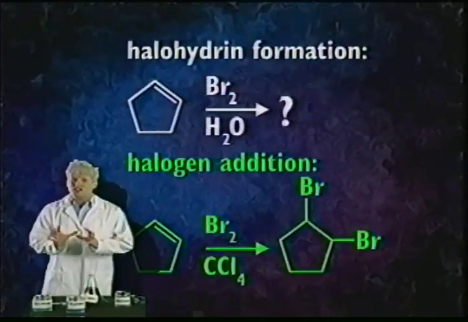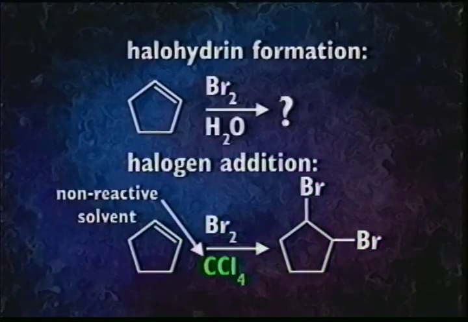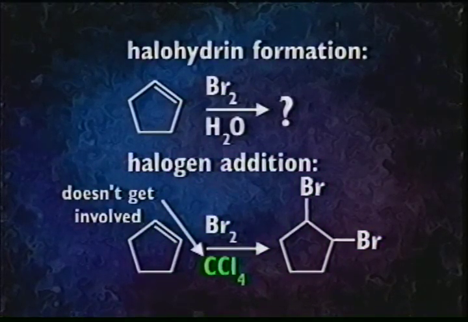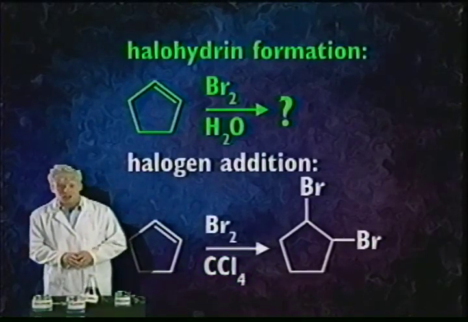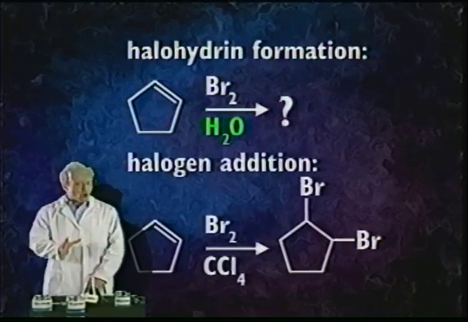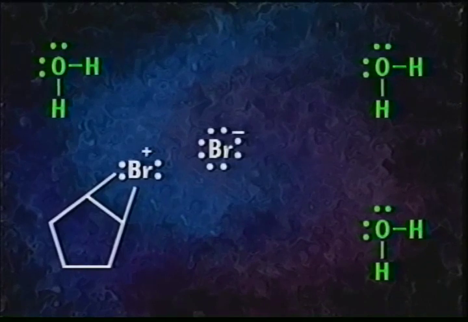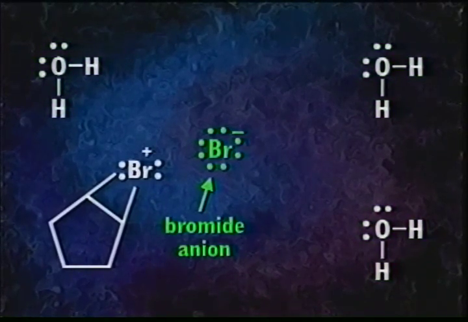When we added X2 to an alkene in the halogen addition reaction, we did so in a non-reactive solvent, which is a solvent that doesn't get involved in the reaction that's taking place in it. But in this halohydrin formation reaction, the whole thing's taking place in water, and that's a totally different story. So we've got this electron-deficient bromonium ion sitting in water. And we've also got the bromide anion that was kicked out of the Br2 molecule when the first bromine added to the alkene to form the bromonium ion.